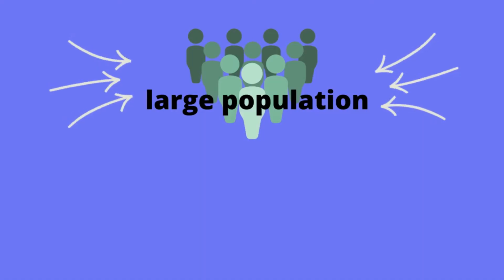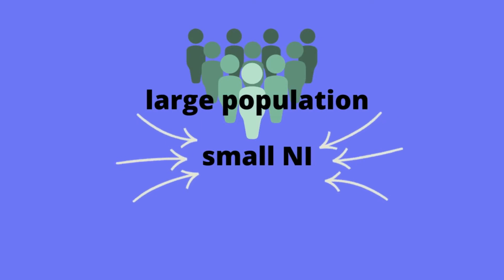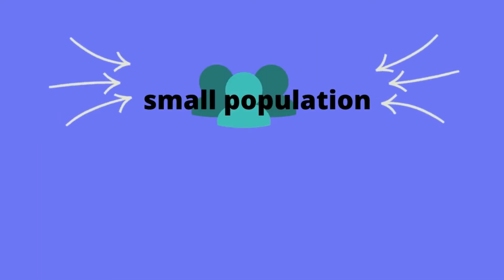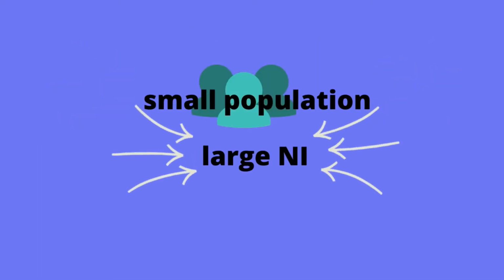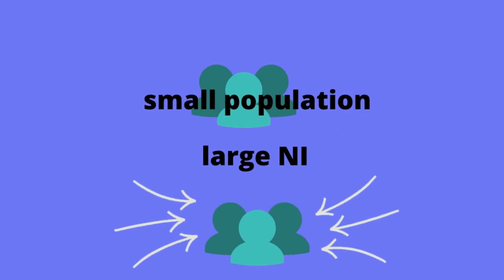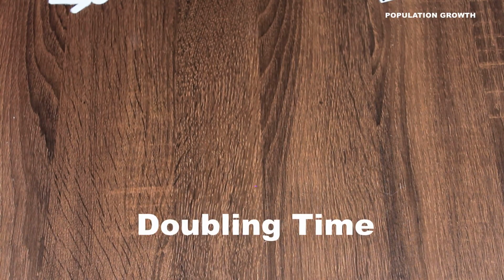Now, if we have a very large population, a small natural increase will mean that there are a lot more people added to that population. However, if a small population exists and there is a large natural increase, it will not add that many people to that population. We can use this natural increase to determine a population's doubling time.